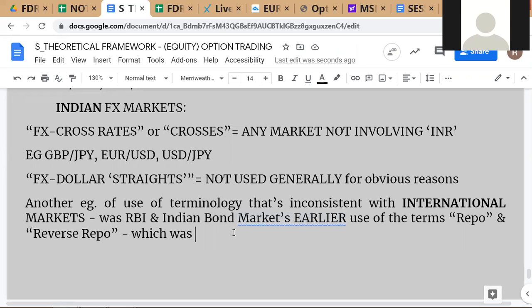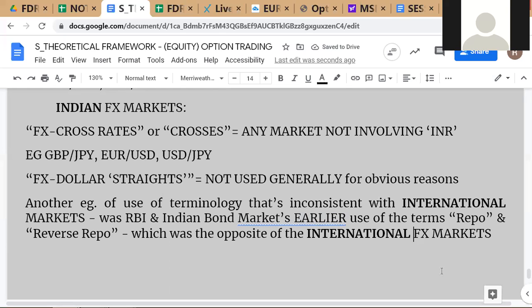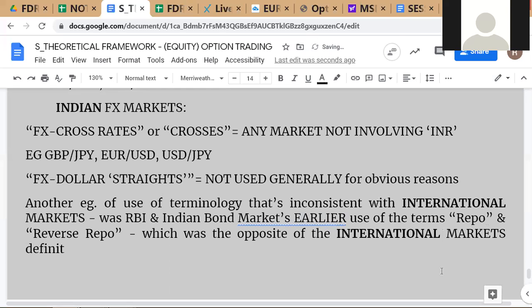Earlier use of the terms repo and reverse repo, which was the opposite of the international markets. Just imagine. So we were using repo to refer to what international markets would call the reverse repo, and vice versa. We were using the word reverse repo to refer to what international markets would have called the repo. But thankfully, this has now been rectified.